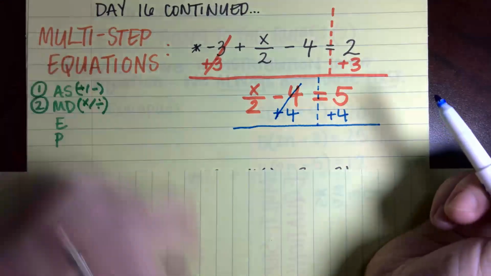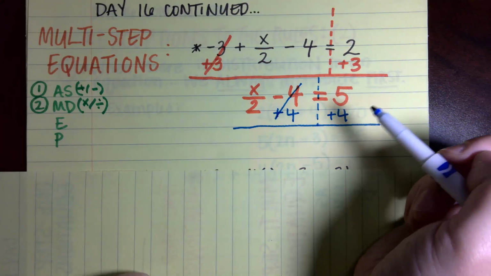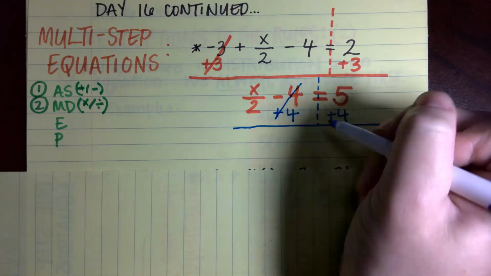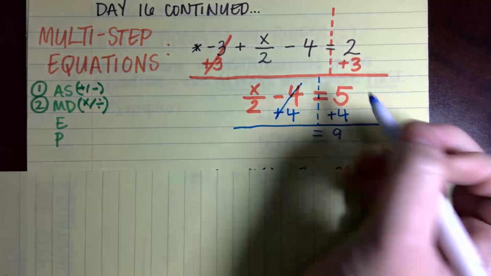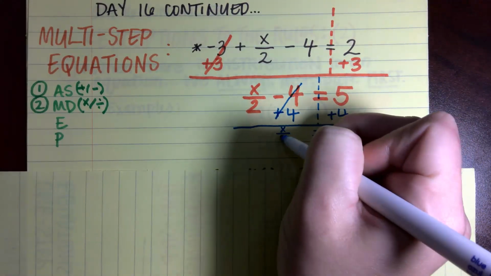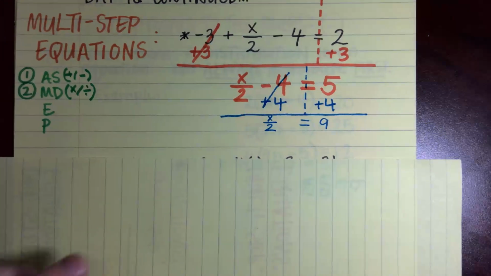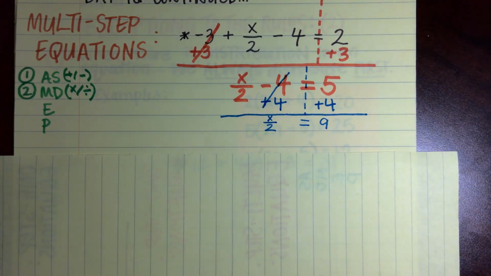They cancel. Now I'm going to do what? Add 5. Yes, now we're going to add our 5 plus 4, which is 9. 9 equals, now I have x divided by 2 equals 9. Sorry, I wrote that kind of small, but I'm running out of room. Okay, now we have another whole new equation. x divided by 2 equals 9.